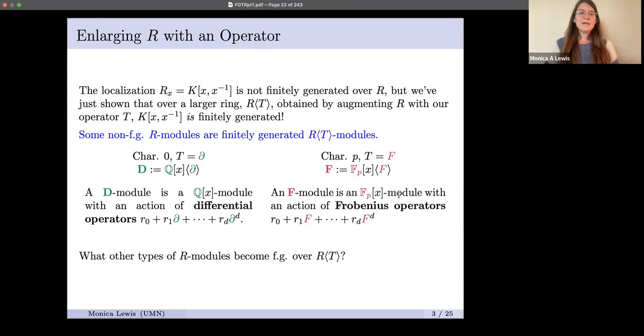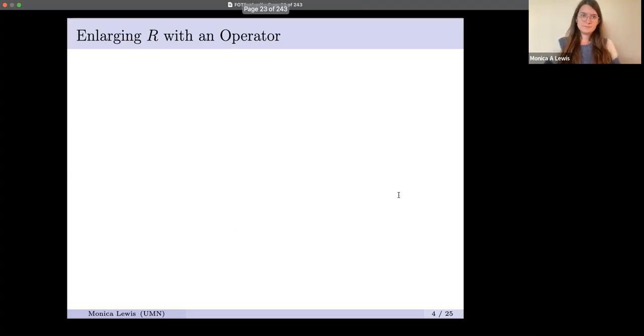Okay. So we've seen that if you invert x, you seem to get a finitely generated module over this augmented ring of operators. What other types of R modules might become available?